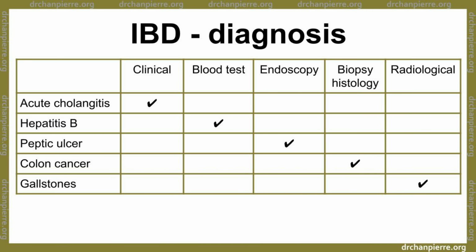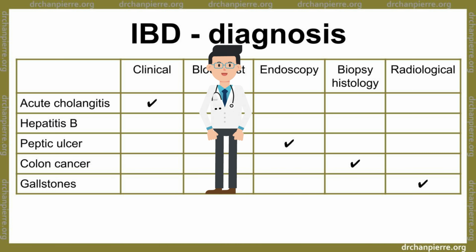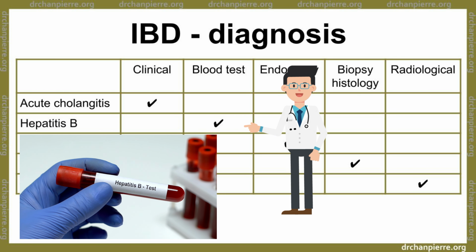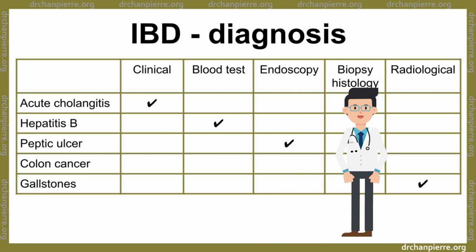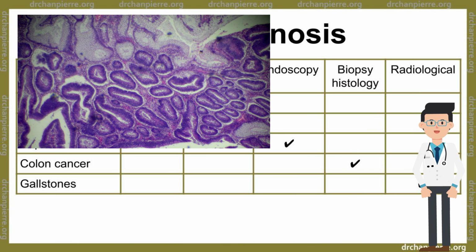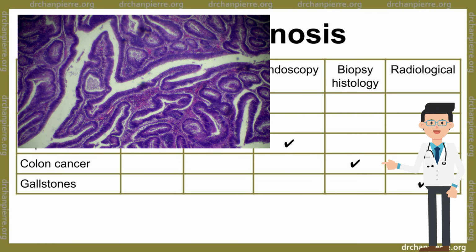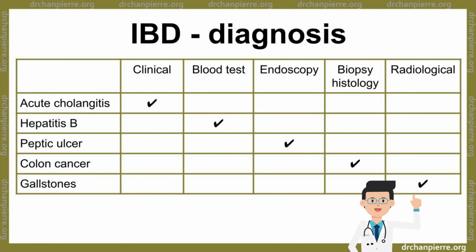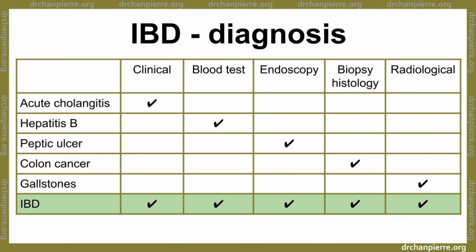For diagnosis in other diseases, for example, acute cholangitis, in the past we based it on clinical fever, epigastric pain, and jaundice. In hepatitis B, a blood test is used for diagnosis by demonstrating positive HBsAg. In peptic ulcer, we use endoscopy to diagnose by seeing an ulcer inside the stomach. In colon cancer, a biopsy with histology is needed to confirm a diagnosis, while in gallstone disease, radiological finding is enough in the diagnosis.